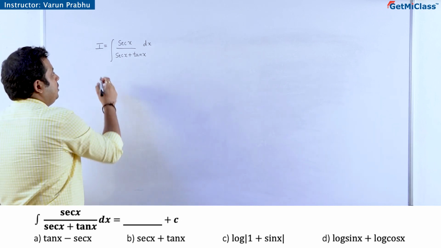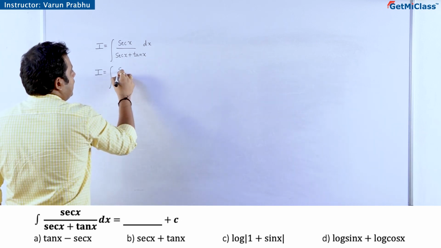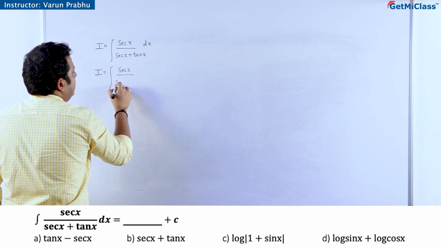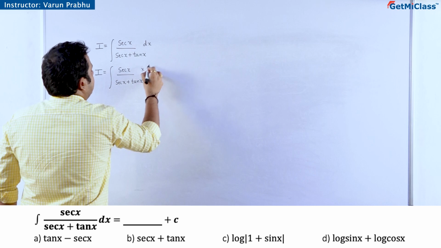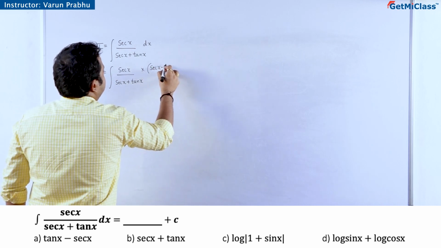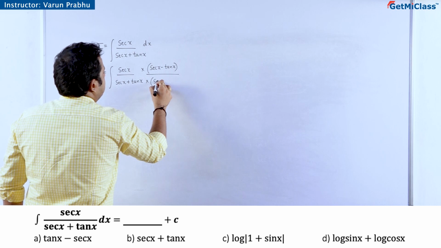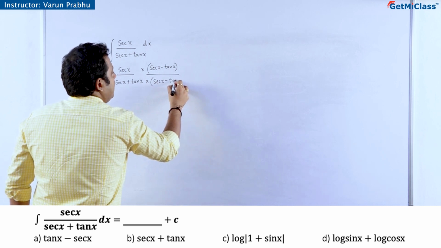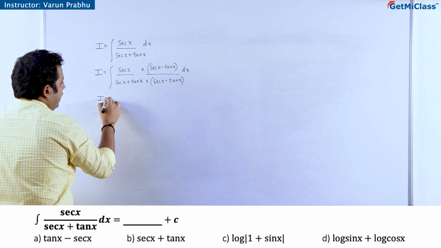If you look at this question, the integral of secant x divided by secant x plus tan x, multiplied by secant x minus tan x divided by secant x minus tan x, dx. So what is the answer that we get?